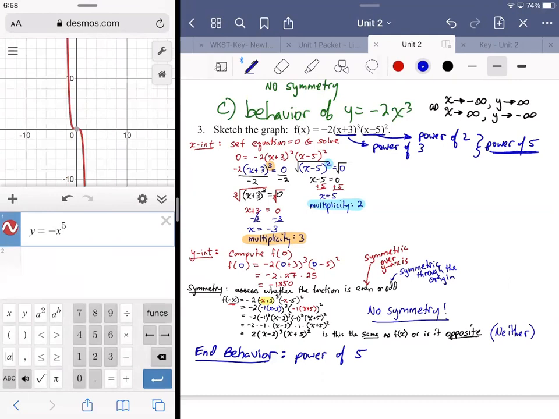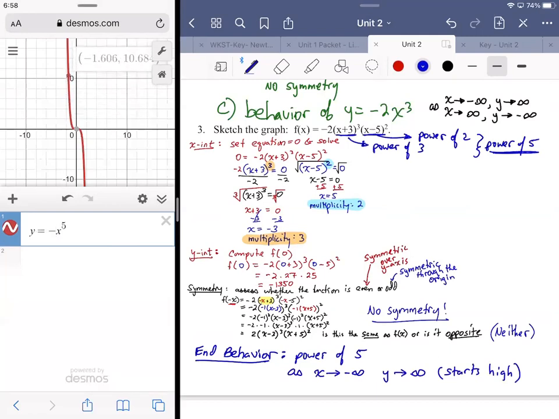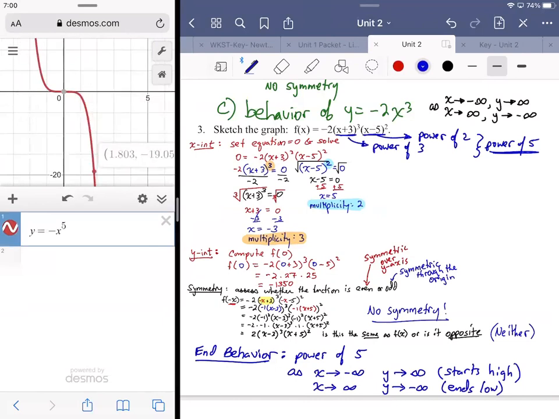Now I use the verbiage of, as x approaches negative infinity, y approaches infinity. That's the same as saying starts high. Notation-wise, it's a little funky, but what that's telling us is that if you go to the left forever, you'll go up forever. And that's pretty consistent with what you see in this graph. If I keep going left, I keep going up. As x goes to positive infinity, y goes to negative infinity. Ends low. So if I keep going out to the right, I'll keep going down.